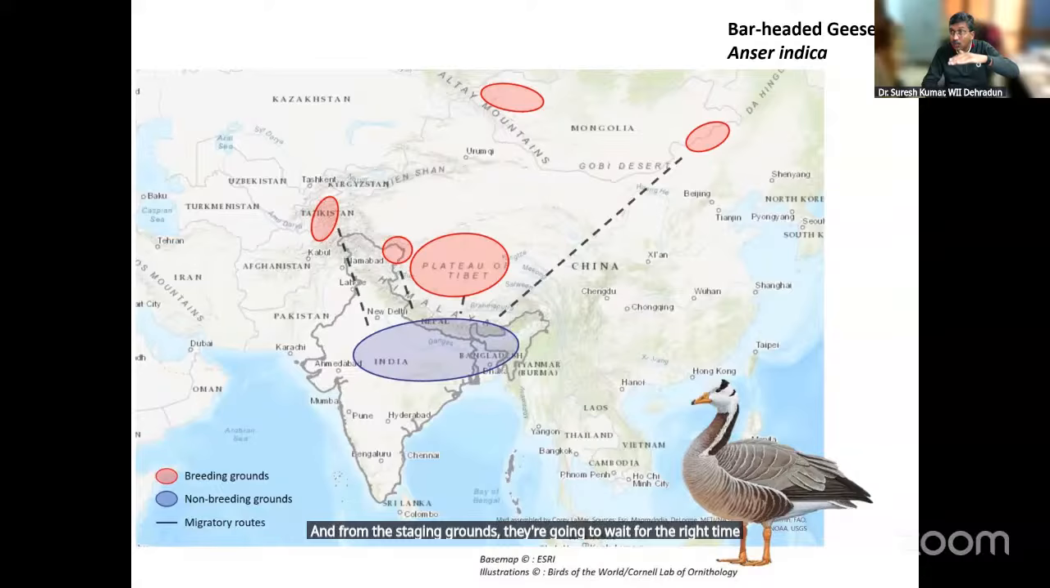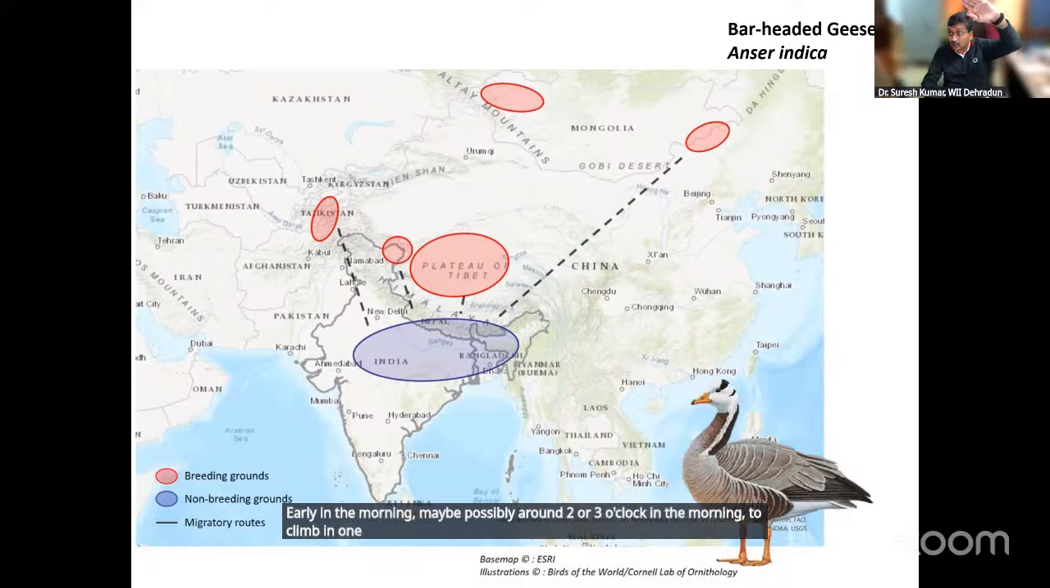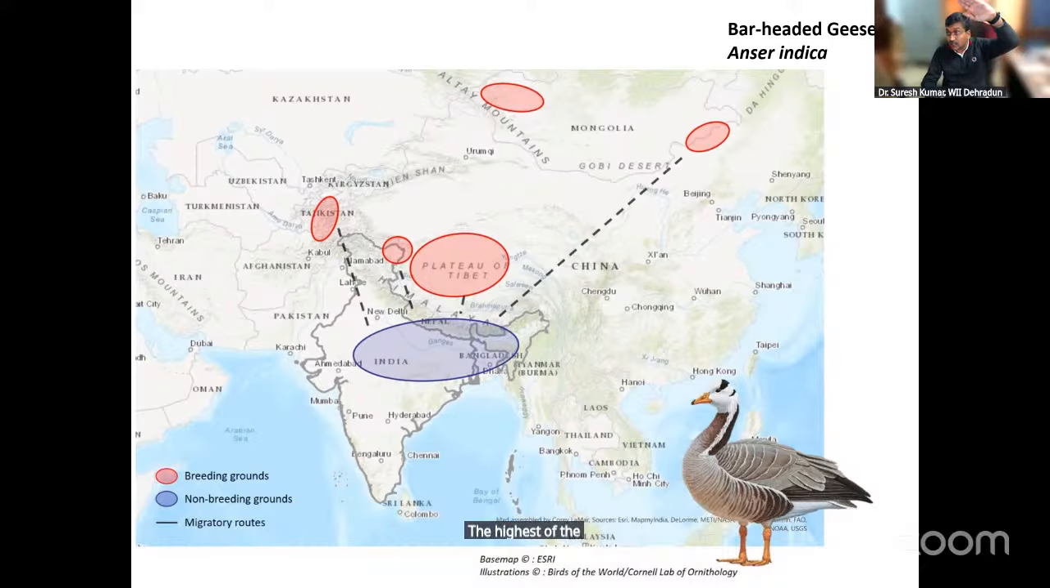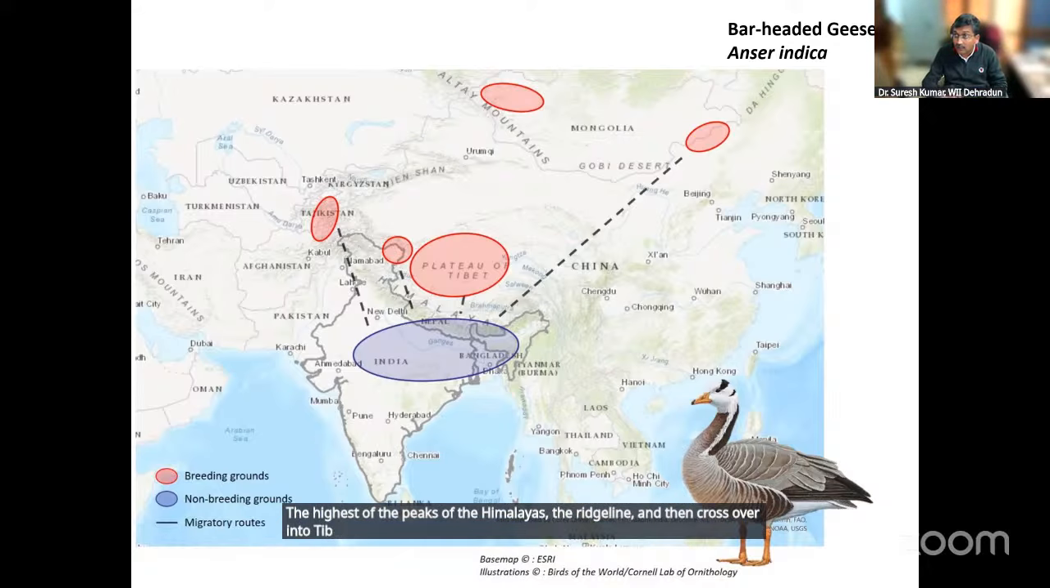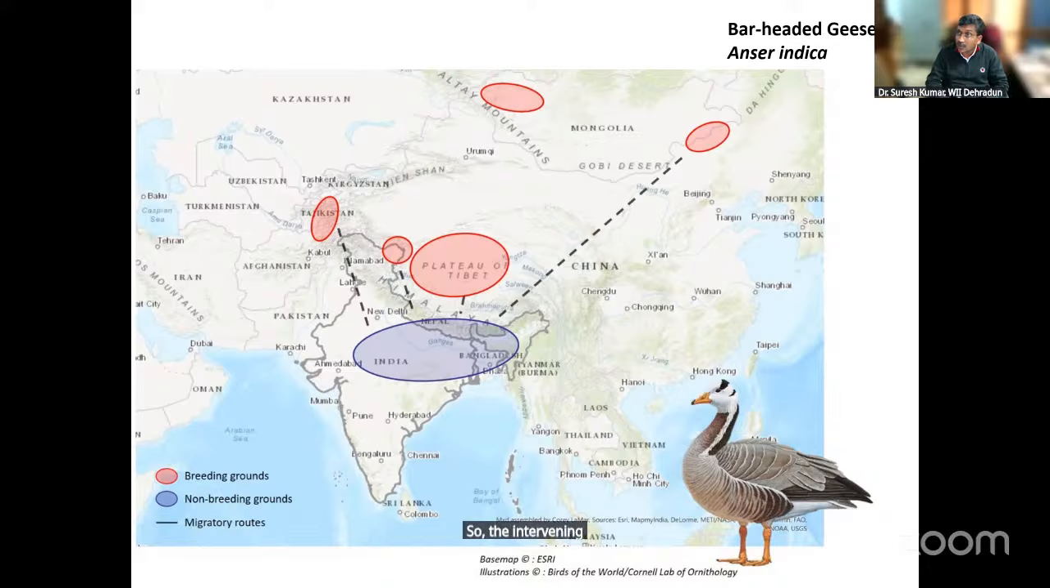And just like a mountaineer trying to summit to reach the peak, they're going to start off on their path early in the morning, maybe possibly around 2 or 3 o'clock in the morning, to climb in one shot straight to the highest of the peaks of the Himalayas, the ridge line, and then cross over into Tibet. So the intervening habitat is not the kind of area where they would land anywhere. They just simply cannot land there. So they need to make a lot of preparations.